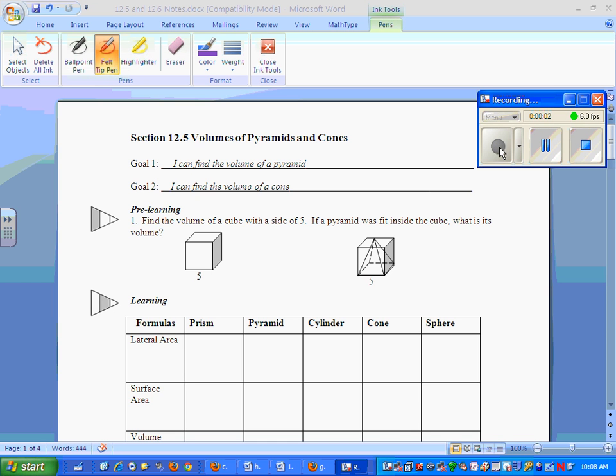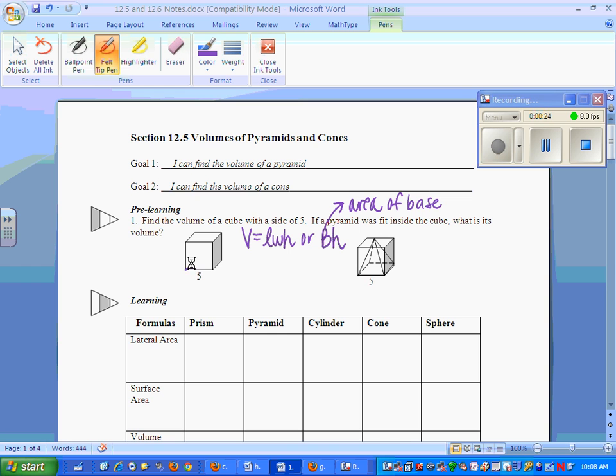Alrighty, today we will start section 12.5, volumes of pyramids and cones. Yesterday we did volumes of prisms and cylinders. So to refresh our memory, the volume of a cube, we could either do length times width times height, or B times H. Remember, B is the area of the base. Remember this is a cube, so its base could be any of the faces really.